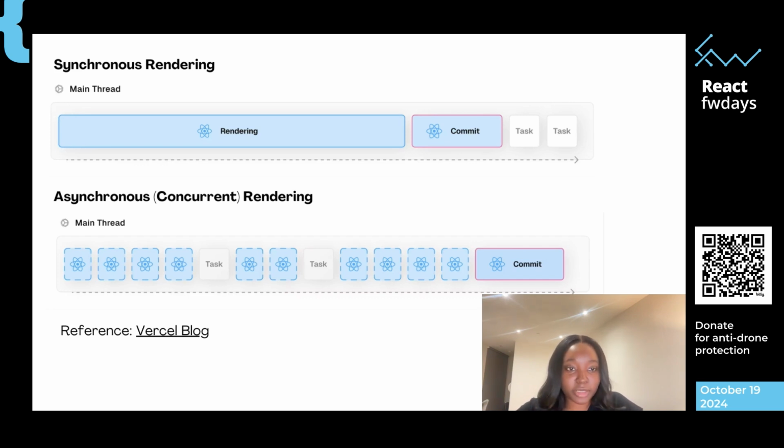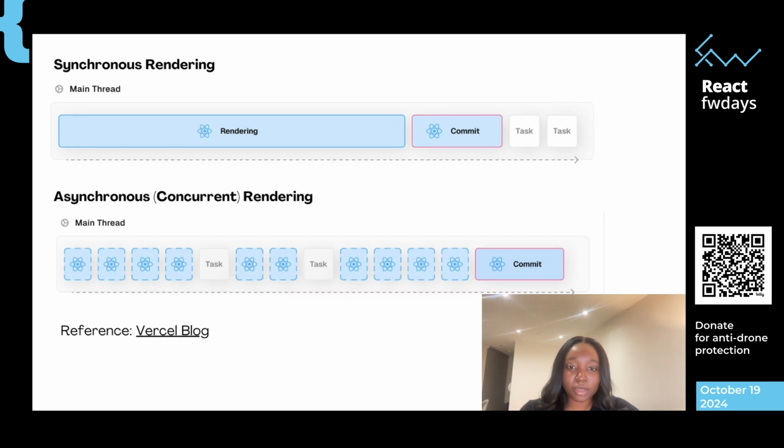And then after that process is done, we have the commit phase. So it's all done in one large task. And this means that there's a likelihood that the UI can freeze. So if my component is rendering and I click on a button, for example, that button is not going to respond because React is still in the render process. And then at the bottom, we see concurrent rendering, which is asynchronous rendering.